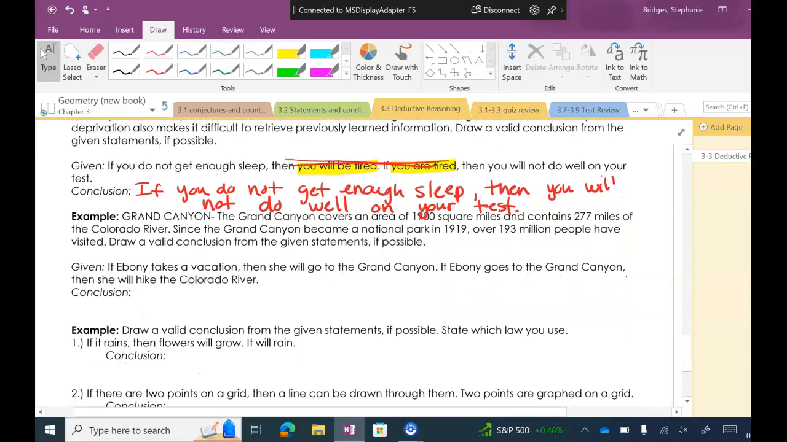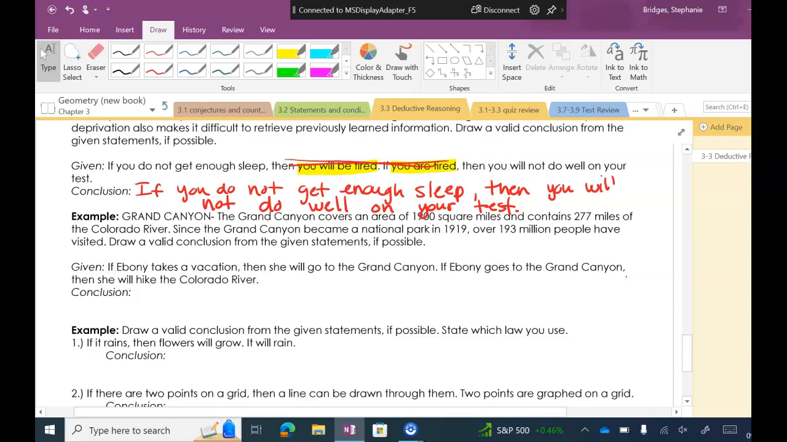All right, let's take a look at this next one. Again, they give you a whole lot of information that you don't really need to do the question. It says the Grand Canyon covers an area of 1,900 square miles and contains 277 miles of the Colorado River. Since the Grand Canyon became a national park in 1919, over 193 million people have visited. Draw a valid conclusion from the given statements, if possible. We don't even really need to know all of that to be able to do this. They just like to put a lot of words in there to make people stress out.